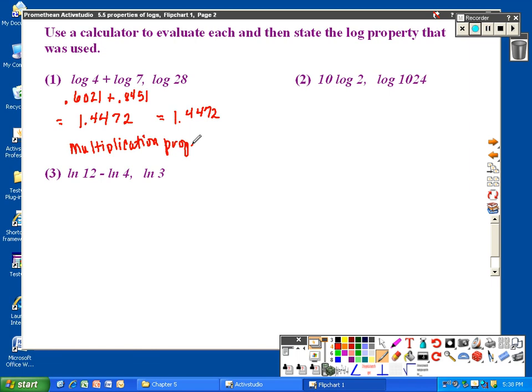Let's try the next one. 10 log 2. So 10 log 2 gives me 3.010, and log of 1024 still gives me 3.010. What rule was used? I don't know if you can see that this was multiplied power to power. So it is the power to power rule or property.